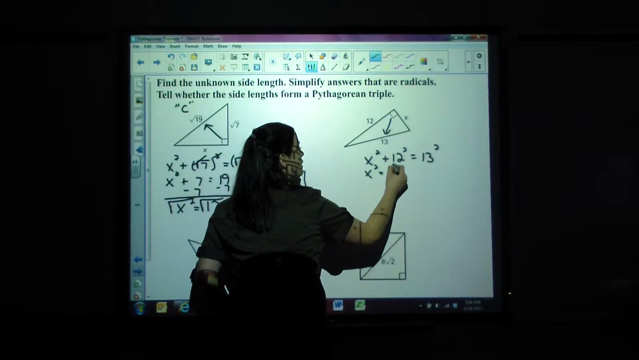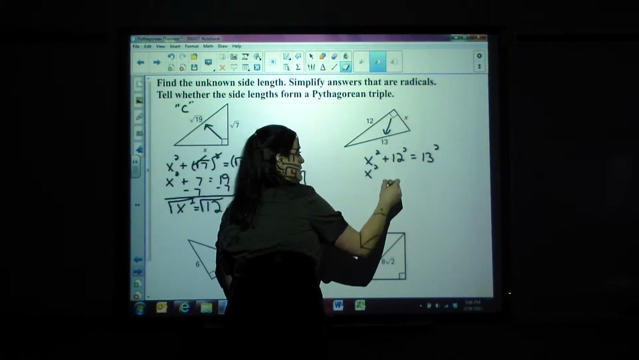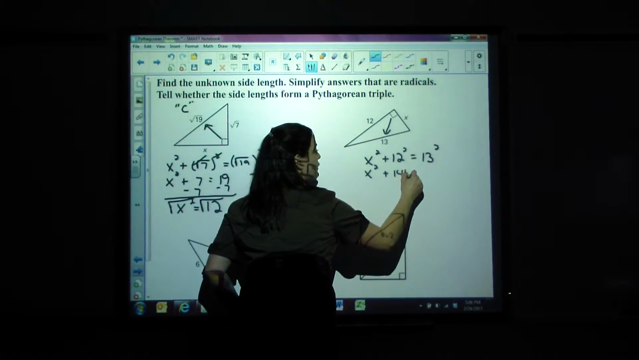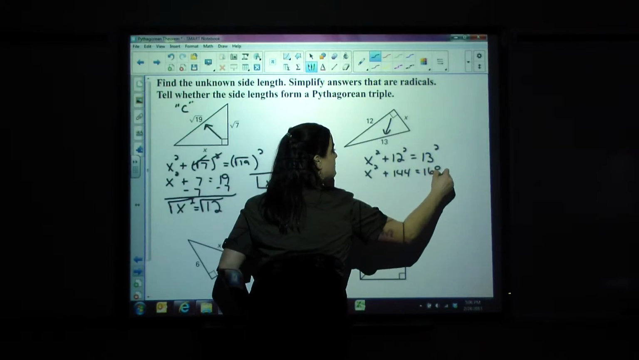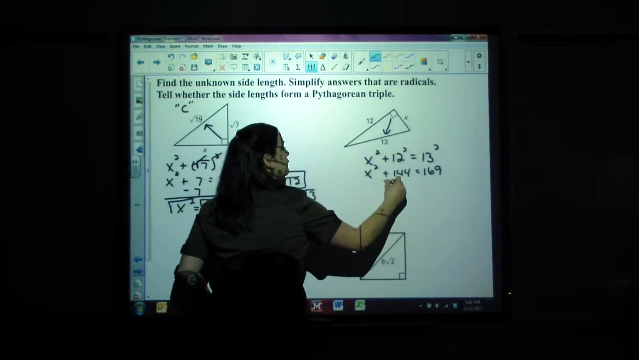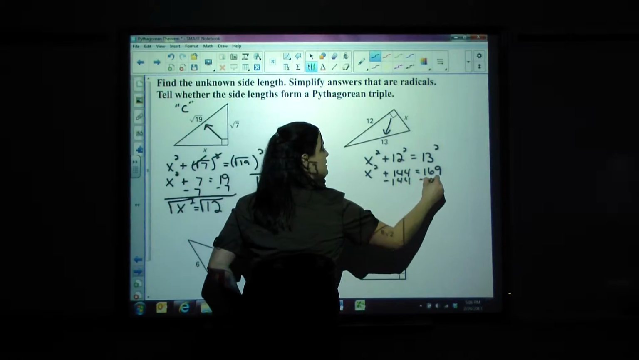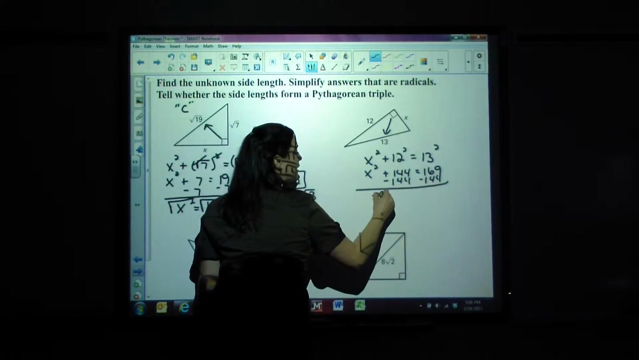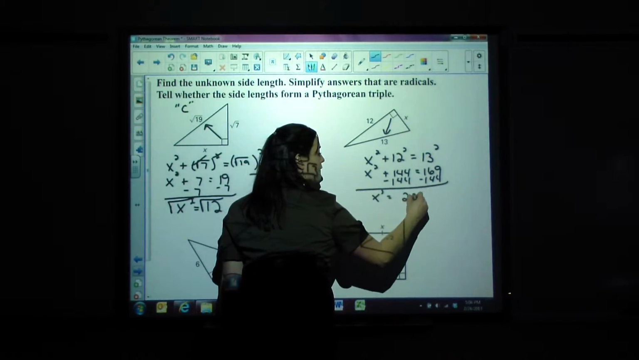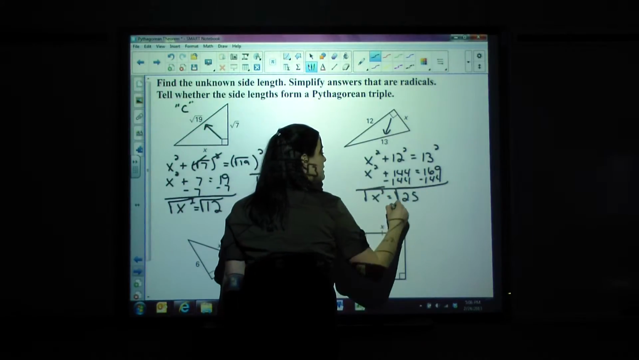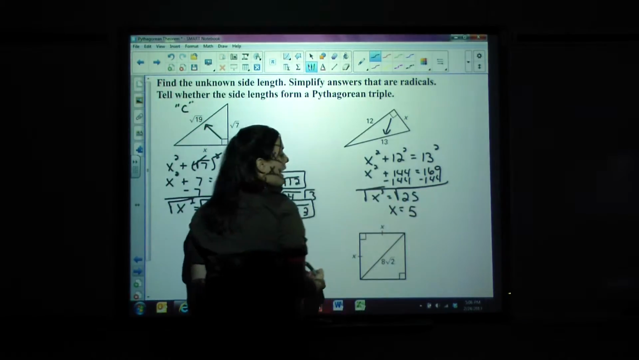X squared plus 144 equals 169. So if we get the x by itself, we're going to subtract 144, and we find that x squared equals 25. If we square root, we get x equals 5.